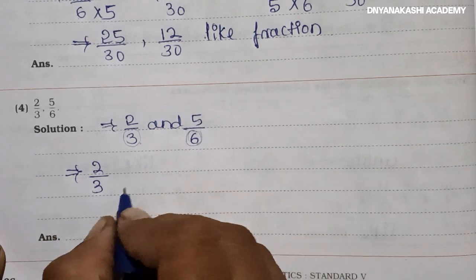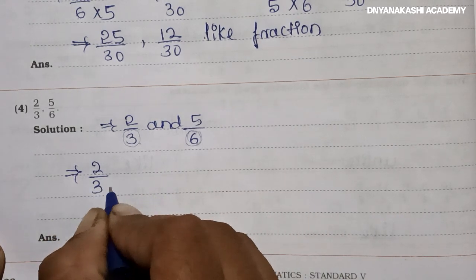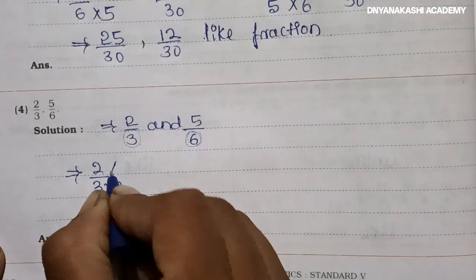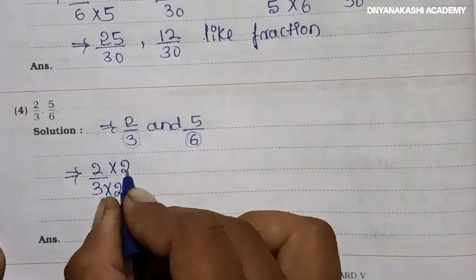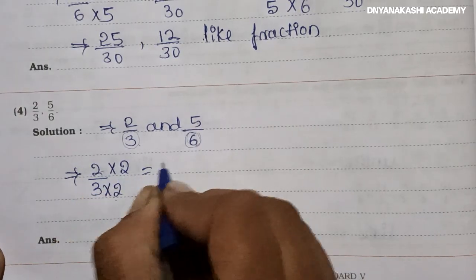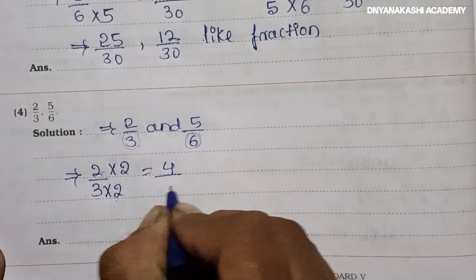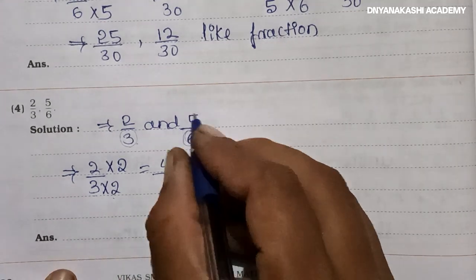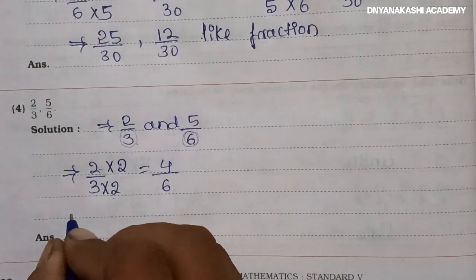3 how much is 6? 3 2s are 6. That's why for the denominator and numerator I multiply with the 2. 2 2s are 4 and 3 2s are 6. Okay, and the next one I write as it is.